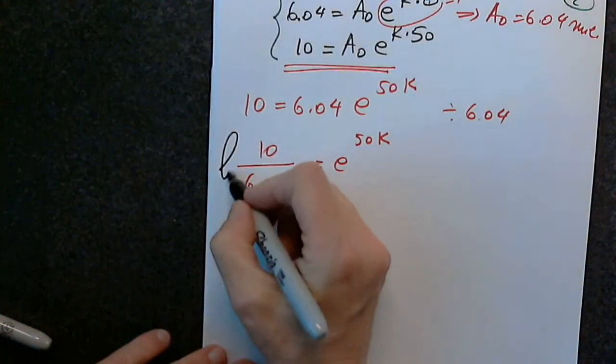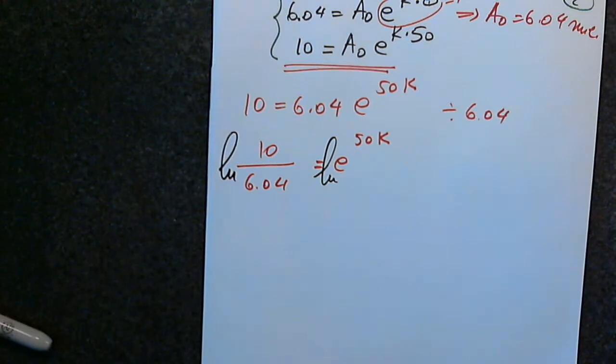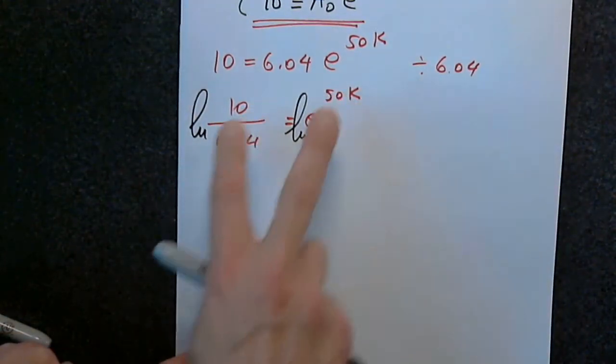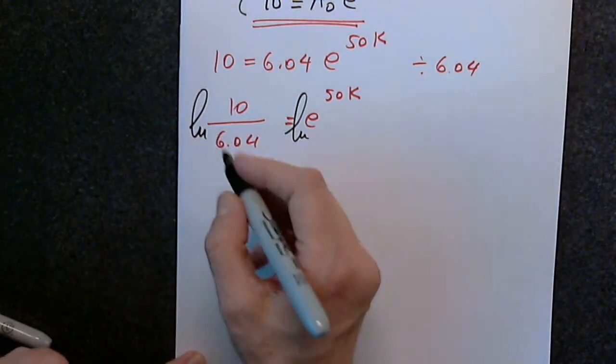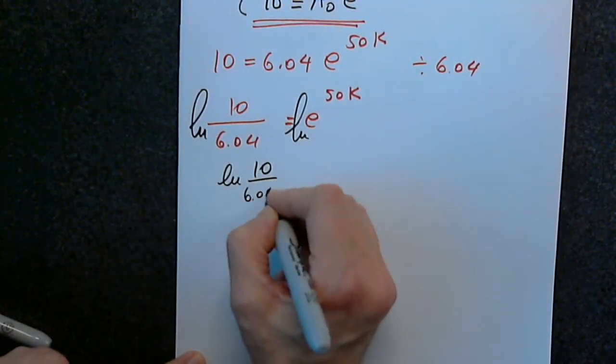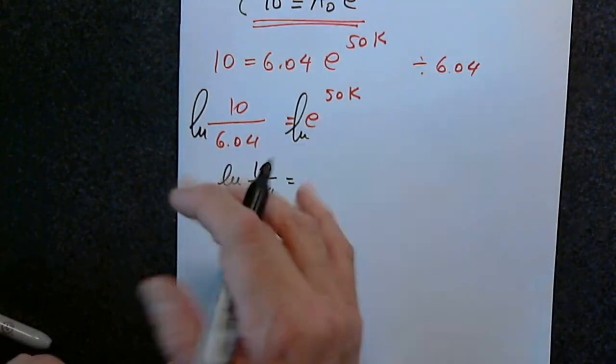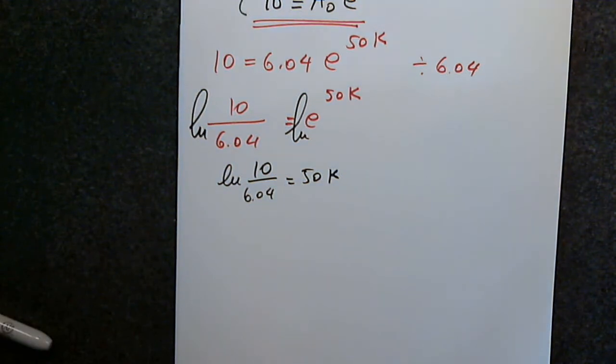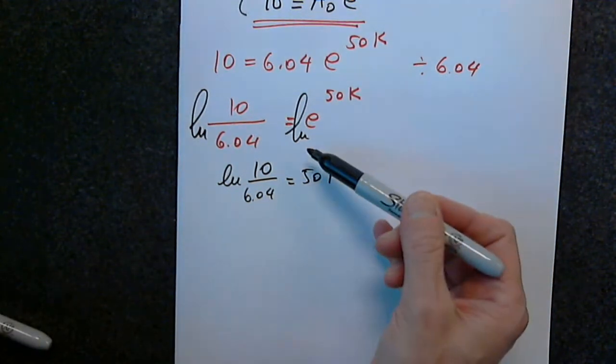Yes. Apply log to the left-hand side and apply log to the other side. So here's how we think. Two numbers are equal, their logs must be the same. If 5 equals 5, log 5 will equal log 5. So that's why we apply log to both sides. So the left-hand side is natural log of 10 over 6.04, and the right-hand side, I bring down 50k. Remember, it has to be a factor, but they're all factors. I don't need to put parentheses. Multiplied by natural log e.